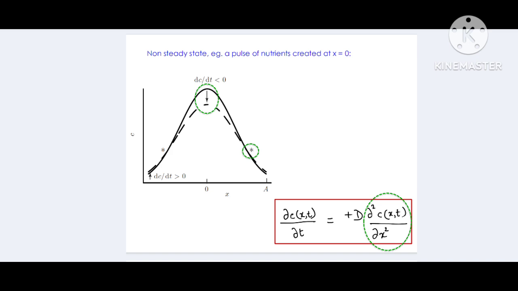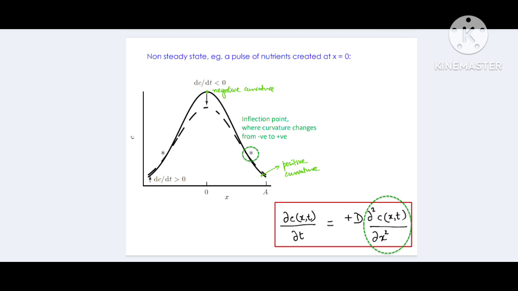Remember, I'm going to look at del 2c by del x squared. In other words, I'm going to look at the curvature. What is the curvature at the topmost point? It's a negative curvature. What is the curvature here? 0. Those points are known as, anybody? Inflection points. At inflection points the curvature goes from minus to plus. So exactly at the inflection point, your del 2c by del x squared is equal to 0.